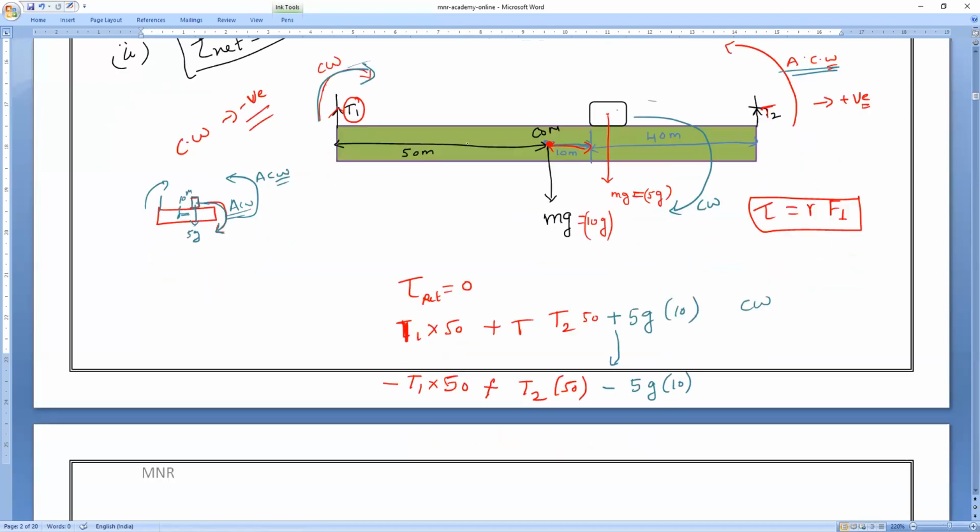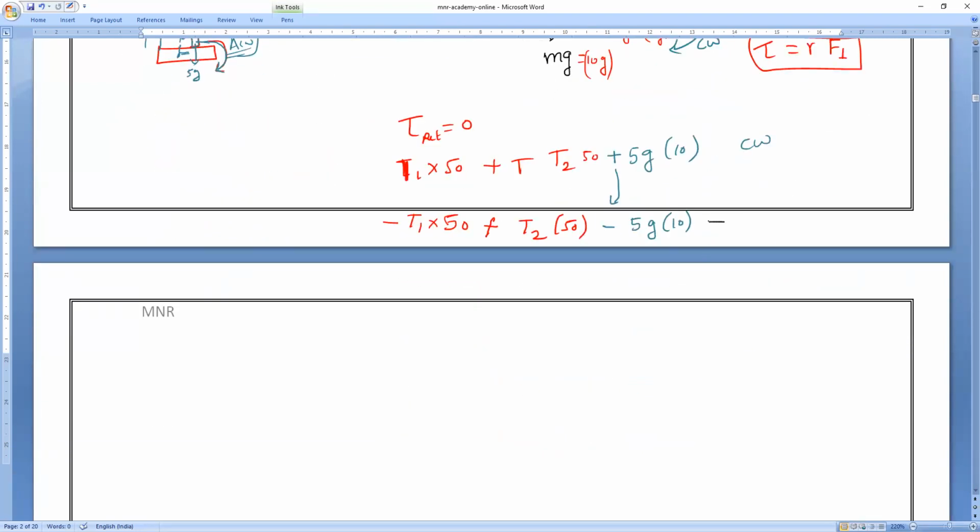Yes? Yes, sir. So that is equal to what? Equal to 0. So now what will happen, everybody? I can write this as minus 50 into T1 plus 50 into T2, which is equal to, I'll bring this 5g to this side. It will become 5 into 10, 50, so 50g. So the 50s will get cancelled, and I'll get one more equation here: T2 minus T1 equals g.